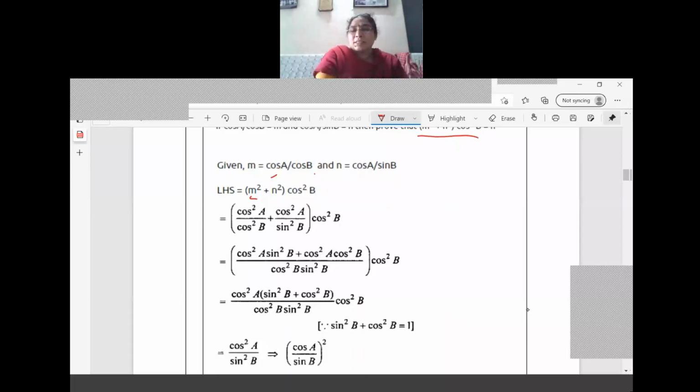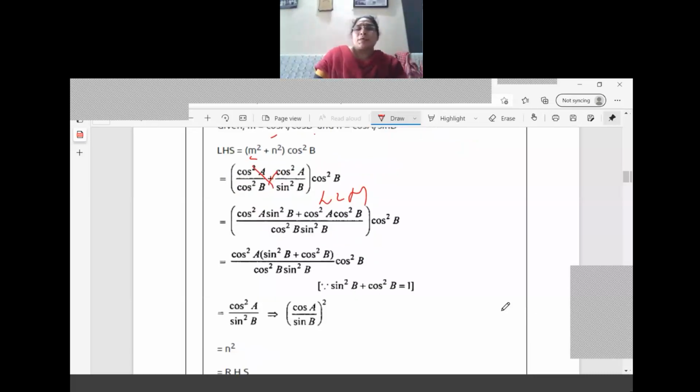And what is the next step? LCM. After this, we have to go for the LCM. So cos square A should be multiplied with sin square B, and cos square A is multiplied with cos square B, then divided by cos square B into sin square B, right? Now what is the next step? In these two questions, after taking the LCM, what is common? Cos square A is common, and in the bracket we get sin square B and cos square B. The angles are the same, so the identity gives 1.